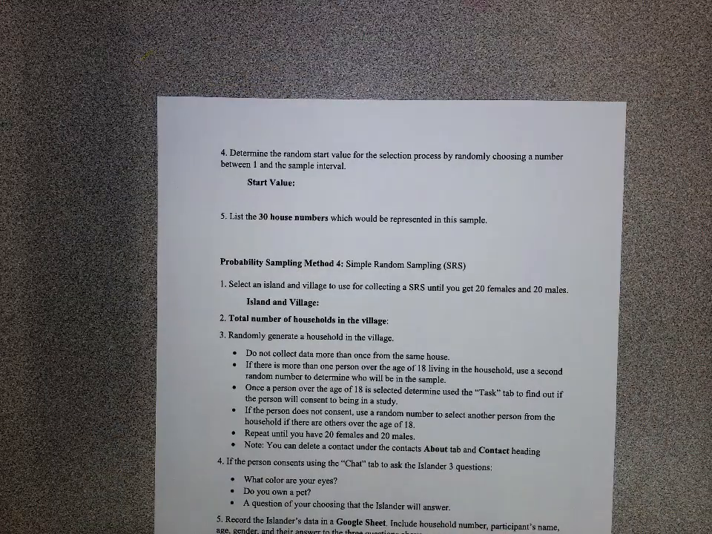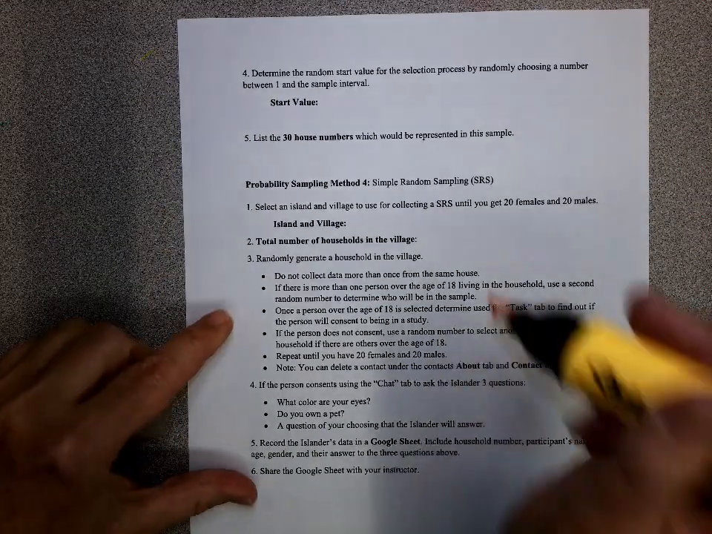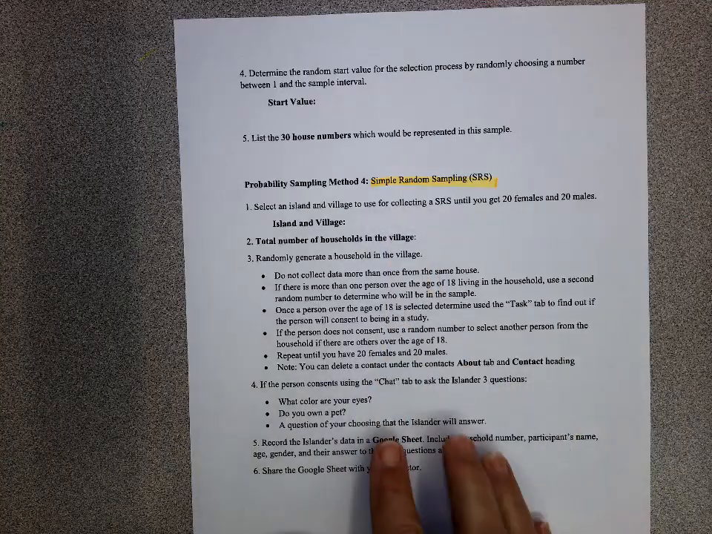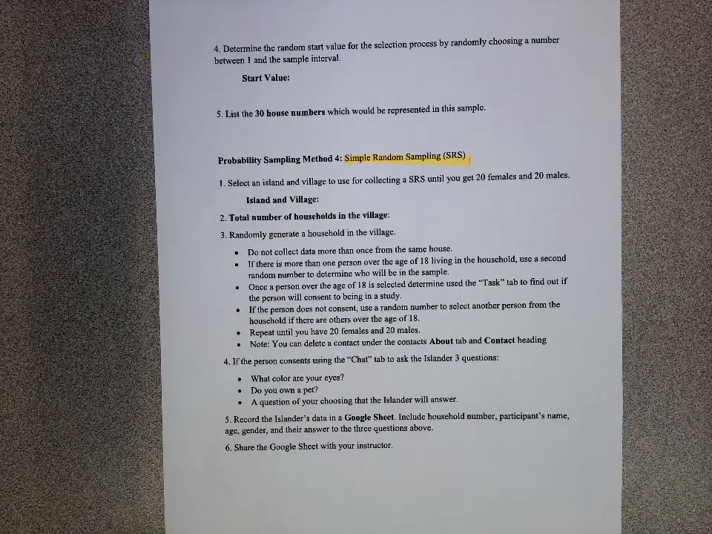The second page of that is the last sampling method, and it's the simple random. So the first 2 are either cluster or stratified. In sample method 4, there's a number of things you need to do here. So you need to go into the islands. So I'm going to switch my screenshot here.